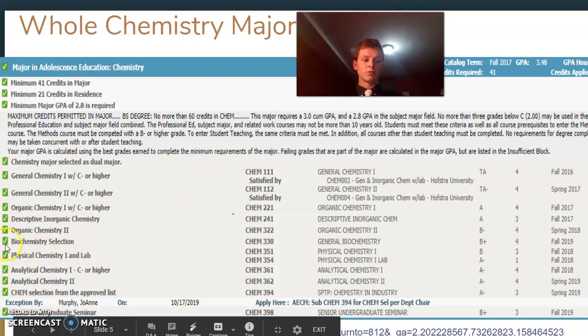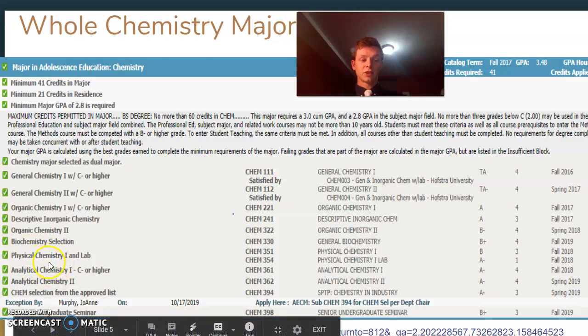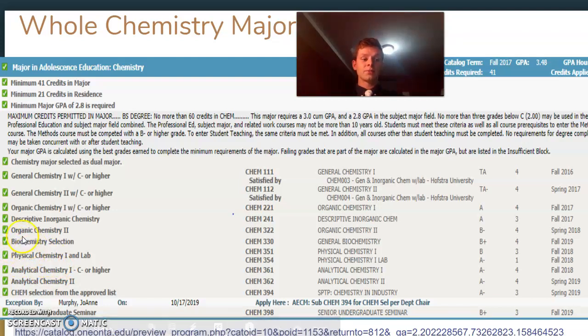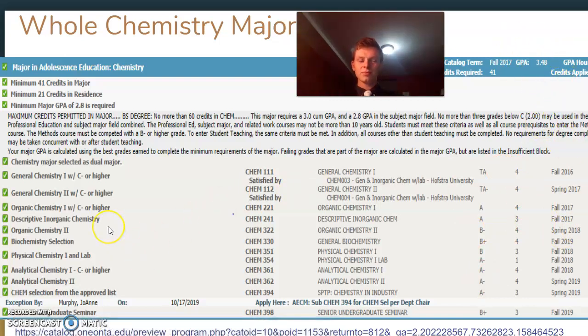You'll see what I'm pointing at right here is physical chemistry 1 and lab. If I were to be a full chemistry major, I would have to take physical chemistry 1 and physical chemistry 2, both with the lab, as well as biochemistry 1 and biochemistry 2. So they give me a selection. You can see these are the grades that I got. 3.48 GPA, not too shabby for a chemistry major.